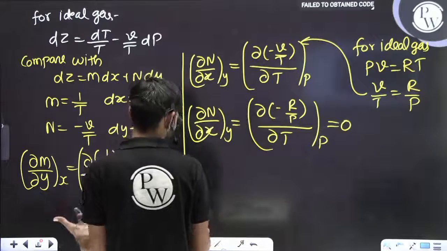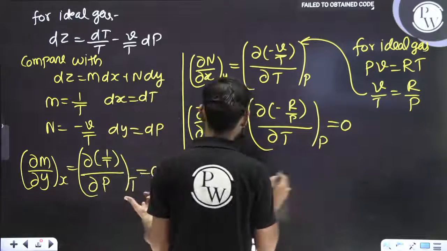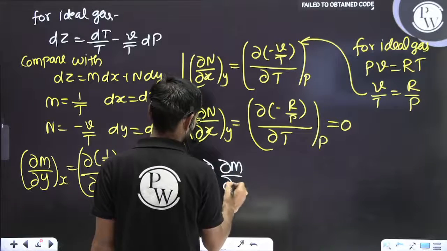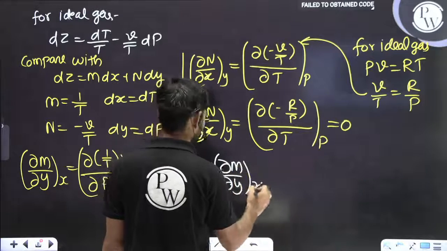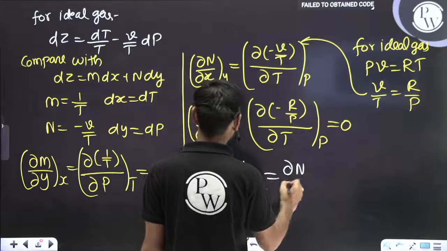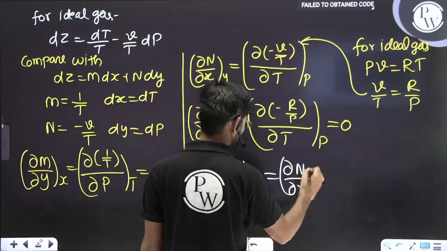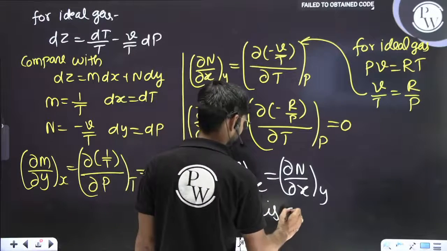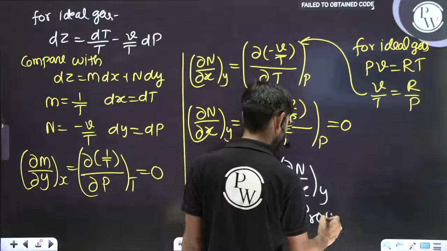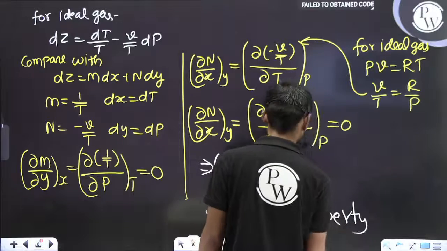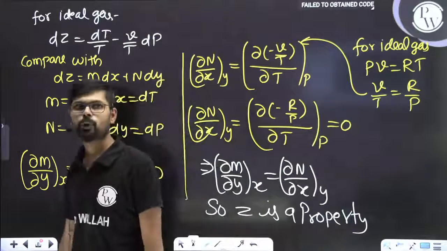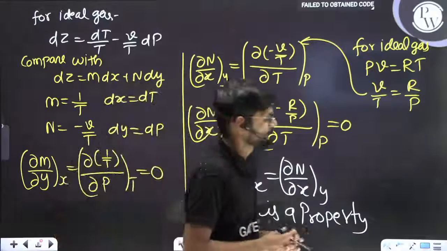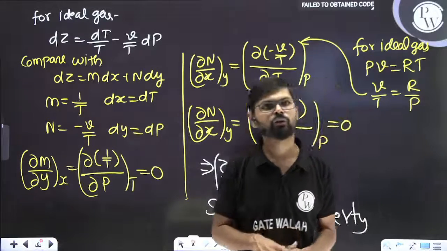So now you can see that dou M by dou y at constant x is equal to dou N by dou x at constant y. So z is a property. Clear? Z is a property, right? So this is all about thermodynamic properties.